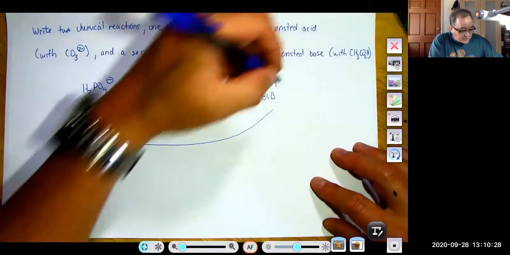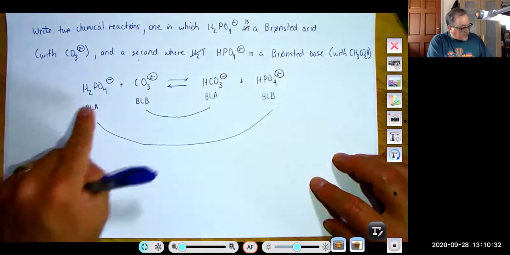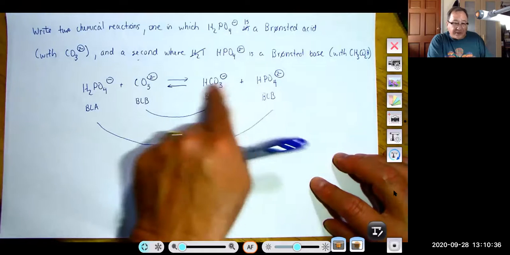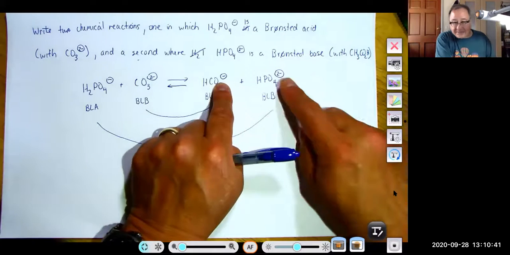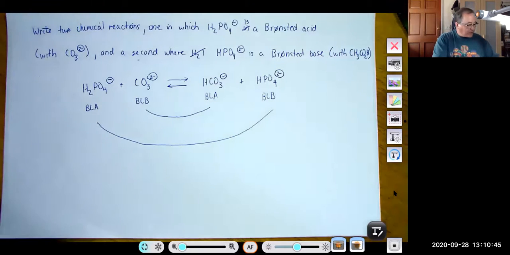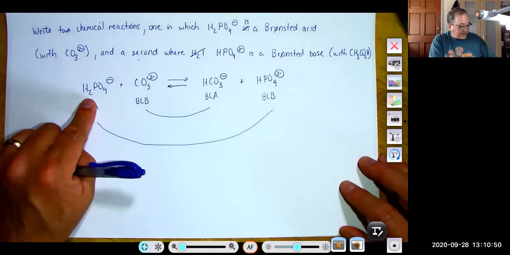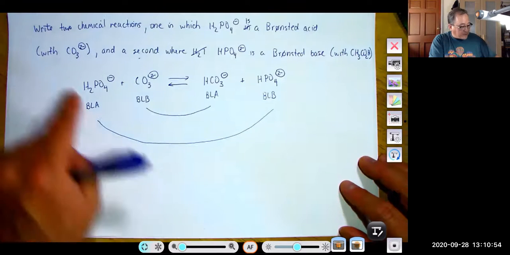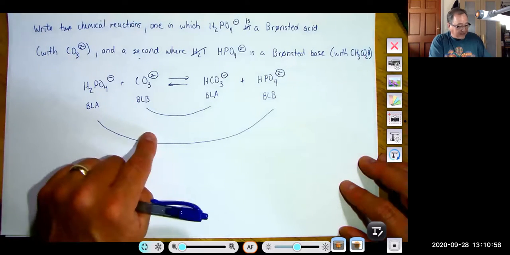So that's a -2. Another way to figure it out is to say, well, this side adds up to -3. This side has to add up to -3 also. And since I figured out this is a -1, that has to be a -2, so it adds up to -3. So we've shown a reaction where this dihydrogen phosphate is a Bronsted-Lowry acid, and it reacts with CO3 2-, the carbonate ion, a Bronsted-Lowry base, to make this pair.